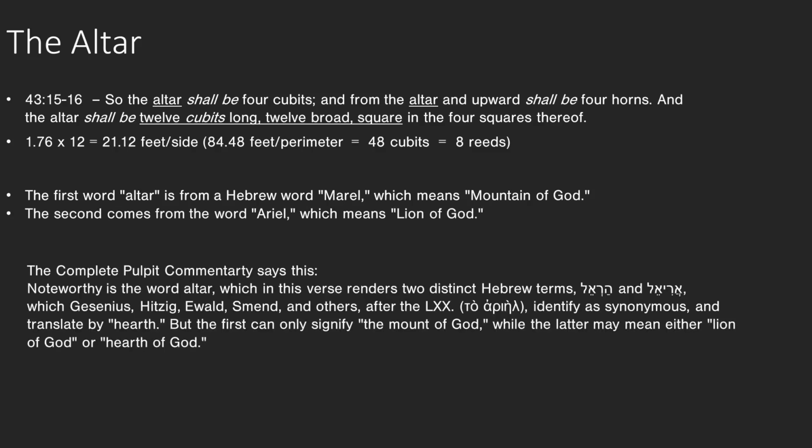The Pulpit Commentary says this: "Noteworthy is the word altar, which in this verse renders two distinct Hebrew terms, Harel and Ariel, which these men with the unpronounceable names, and others, after the Septuagint, identify as synonymous and translate by hearth, but the first can only signify the mount of God, while the latter may mean either lion of God or hearth of God." Keep in mind that Ariel is the name given for the city of David in Isaiah 29.